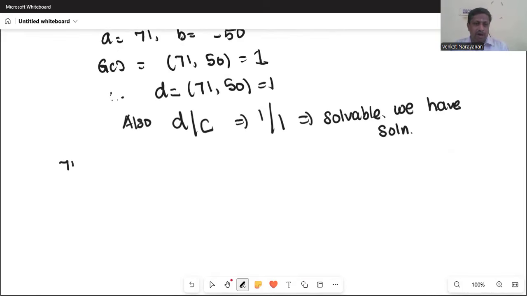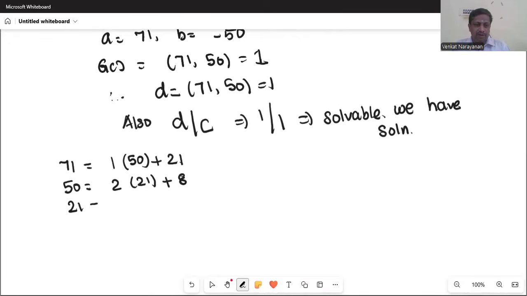Suppose 71 and 50 are the two numbers. I divide 71 by 50. So what is the answer? 1 times 50 plus 21. Now 50 is divided by 21. 2 times 21 is 42, so the balance is 8. Okay.